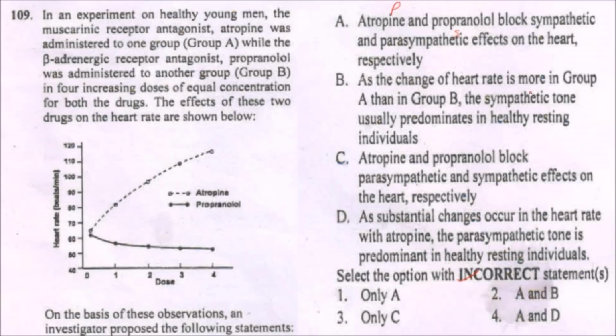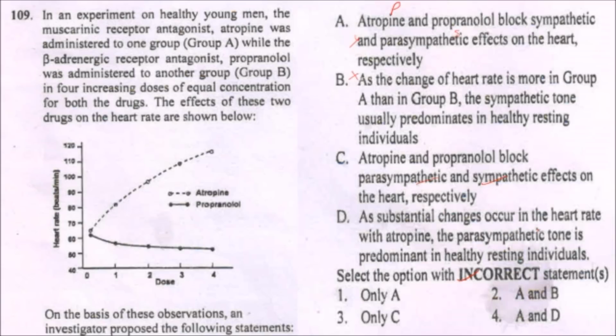As the change in the heart rate is more in group A than in group B, the sympathetic tone is usually predominant in a healthy resting individual. No, it is the parasympathetic that predominates in a healthy resting individual. So the wrong statements here are A and B, while statements C and D, which say atropine and propranolol block the parasympathetic and sympathetic effect on the heart respectively, are true.